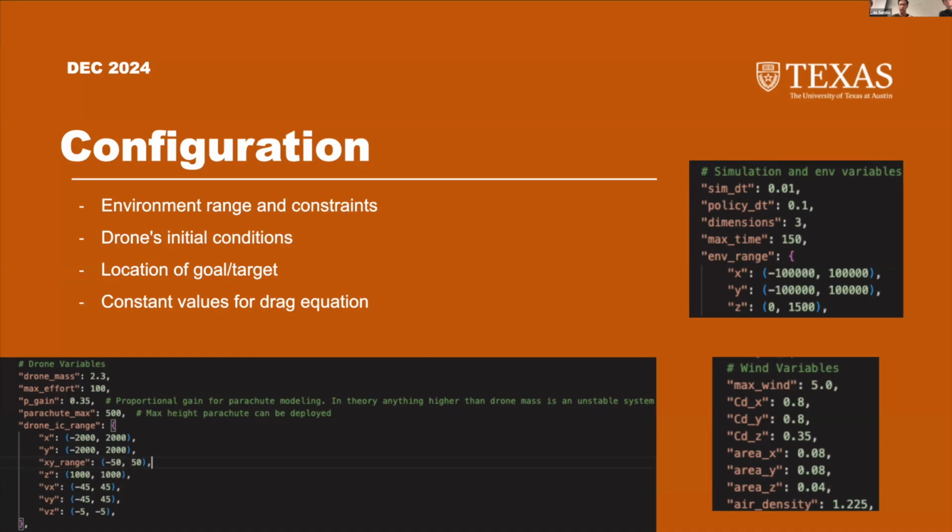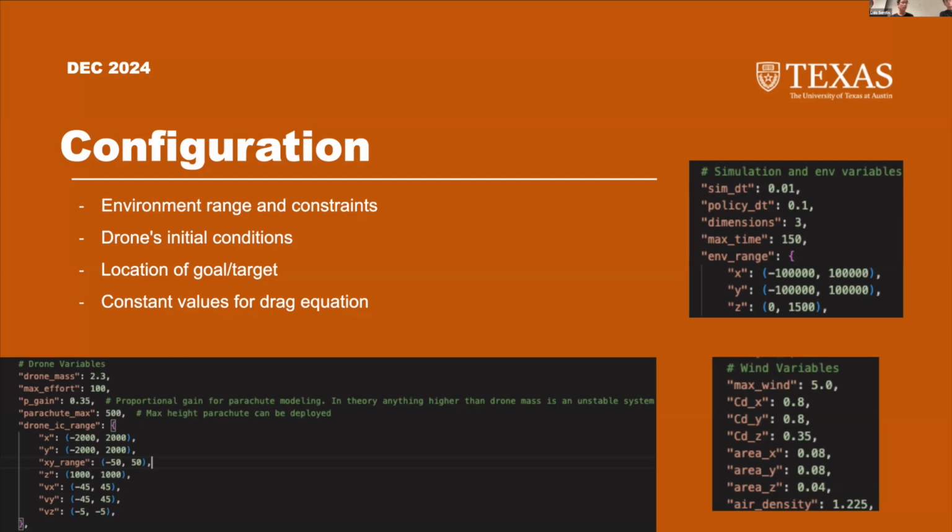That was from the ranges -2,000 to 2,000 in the X and Y. But for the vertical height, it was always constant at 1,000 because the real drone is set to be dropped at around 1,000 meters. And then also the initial velocity, since the drone will be dropped from a UAV, it has velocities of 45 meters per second in the X and Y direction. And then the vertical descent should slow down to around 5 meters per second before reaching the goal.